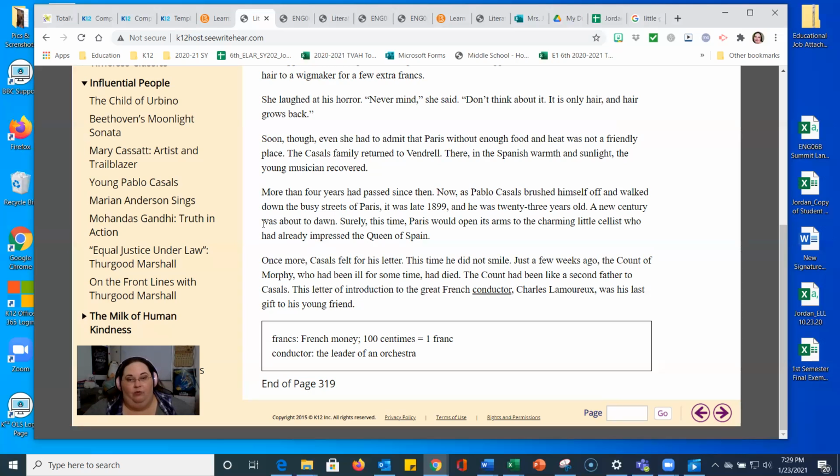Surely this time Paris would open its arms to the charming little cellist who had already impressed the Queen of Spain. Once more, Casals felt for his letter. This time he did not smile. Just a few weeks ago, the Count of Morphy, who had been ill for some time, had died. The Count had been like a second father to Casals. This letter of introduction to the great French conductor, and a conductor is the leader of an orchestra, Charles Lamoureux, was his last gift to his young friend.